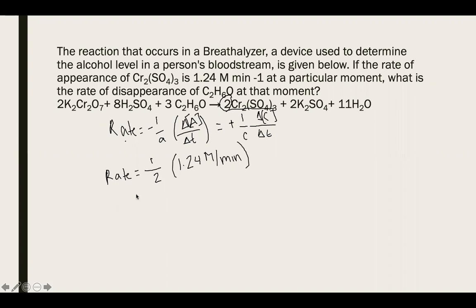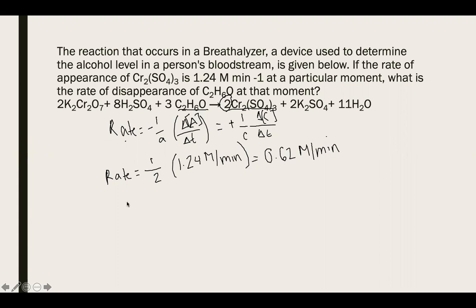And if you multiply these together, then the rate of our overall reaction is going to be 0.62 molarity per minute. Okay, so now we have our overall rate, but we need to find our rate of disappearance of another substance. And that substance is C2H6O, which is this right here.